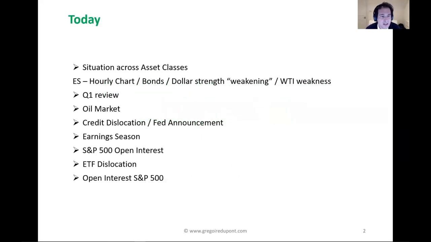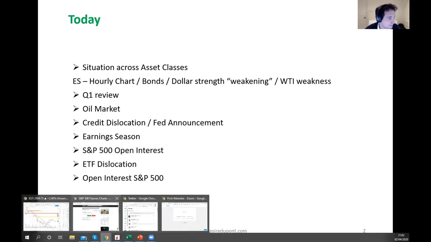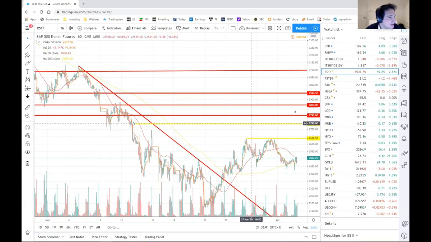The format of this hour is the same as the previous two. The first thing that I would like to go through is the situation across asset classes. Why? Because the market is moving big time, and as it is moving big time, there are big changes from one week to another. I think it is important to understand what the price action is telling us. So let's start with the price action and quickly look at the different asset classes.